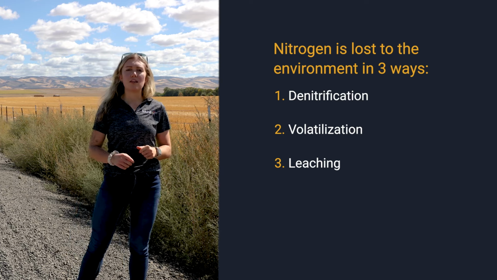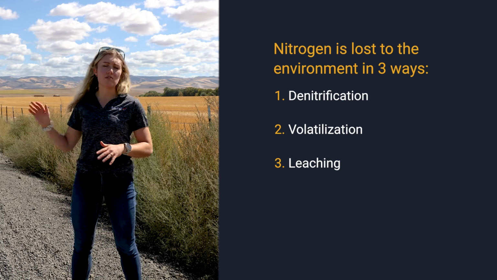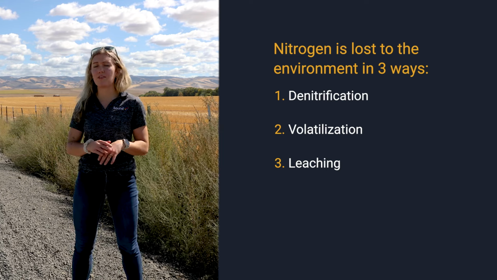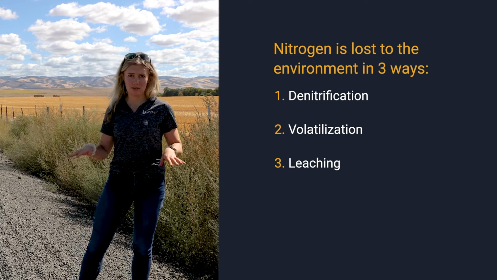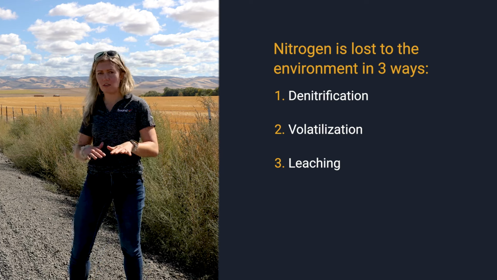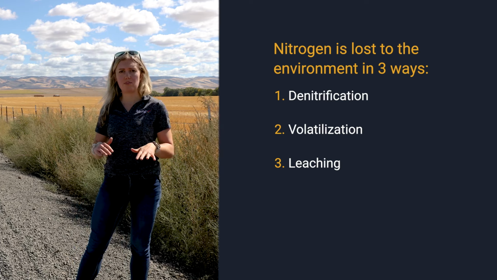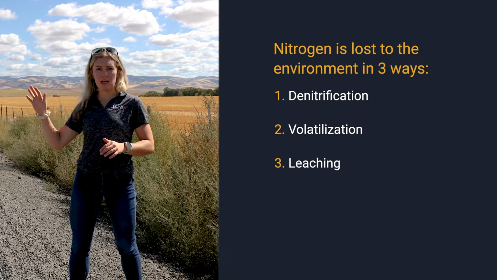Volatilization is when your ammonium turns into ammonia and leaves the soil. This can happen if you have bare soils and moist soils. So that nitrogen that's left closer to the surface of the soil will leave and go into the atmosphere.